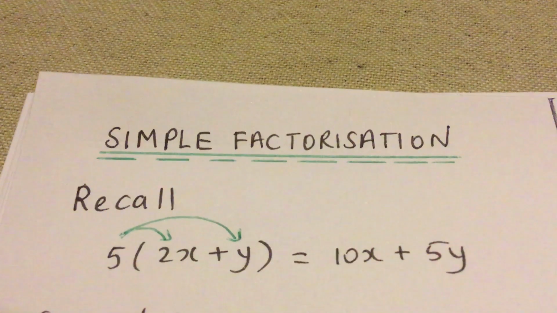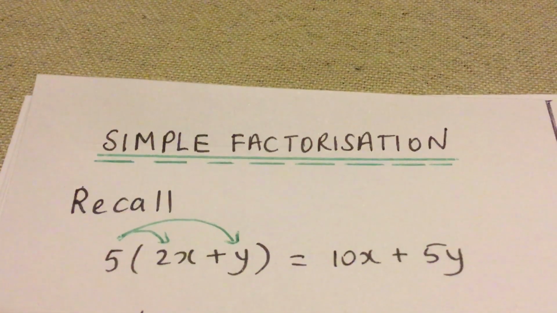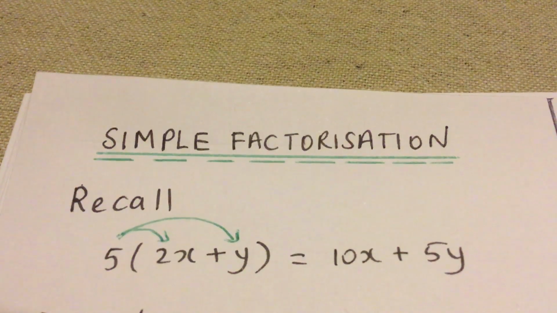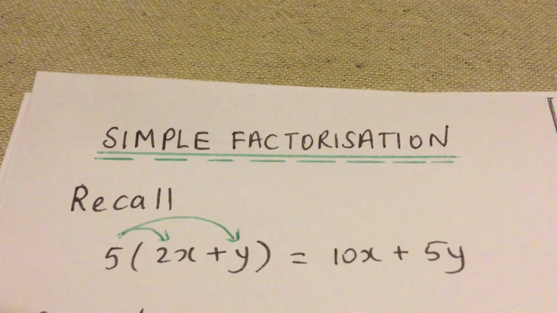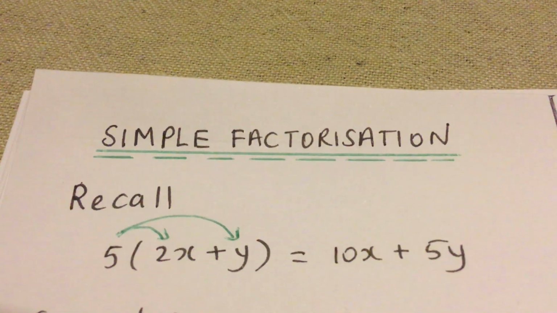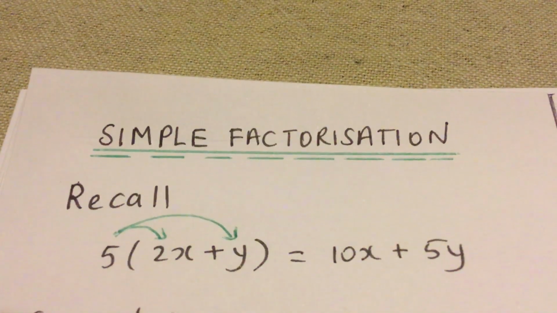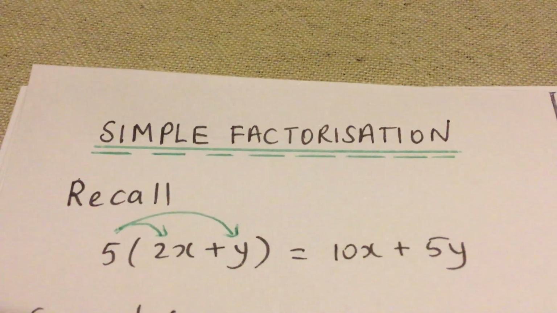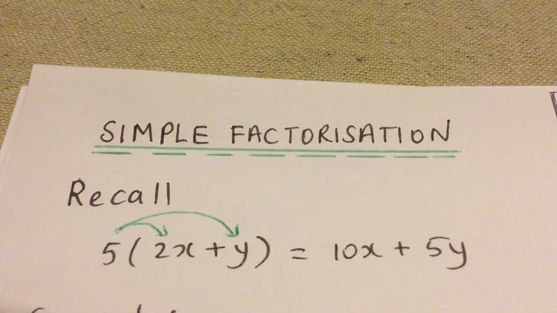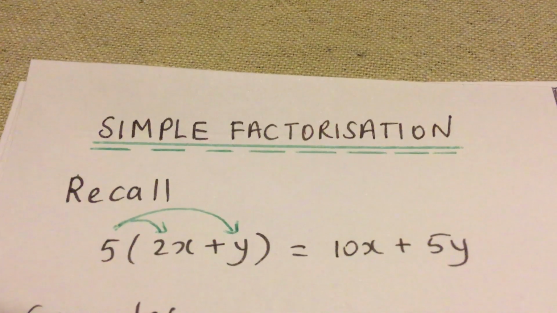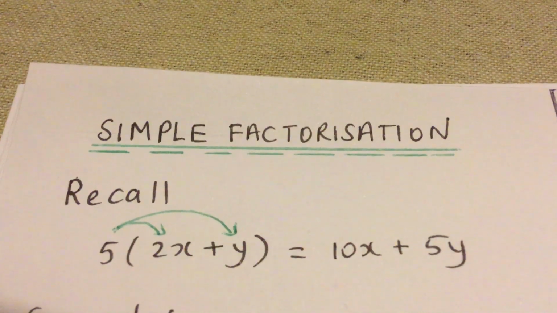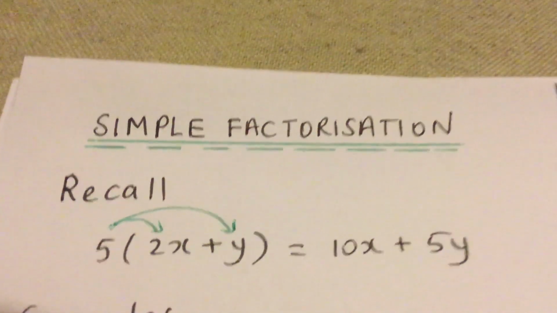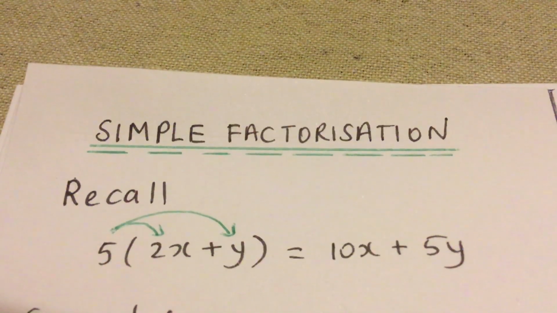The first example you see here is expansion. When you expand a bracket, you multiply the 5 by 2x and the 5 by the y, so you get 10x plus 5y. Now when you factorize, we're going to do just the opposite. We're going to undo the expansion. Whatever you've done in expansion, we're going to do the reverse. In factorization, you're going to get the right hand side and your answer should be the left hand side. So you'll be given 10x plus 5y and you need to come up with 5 bracket 2x plus y.